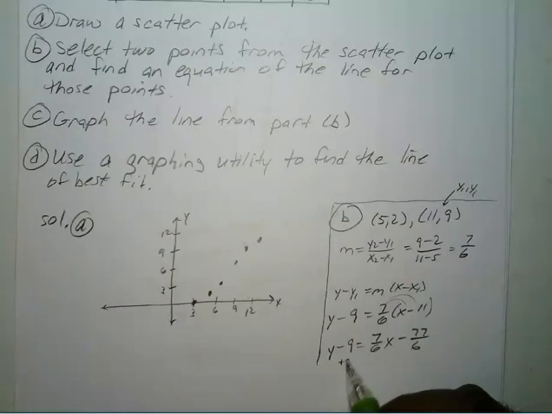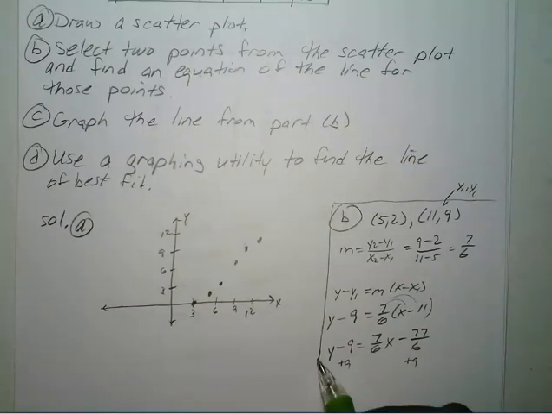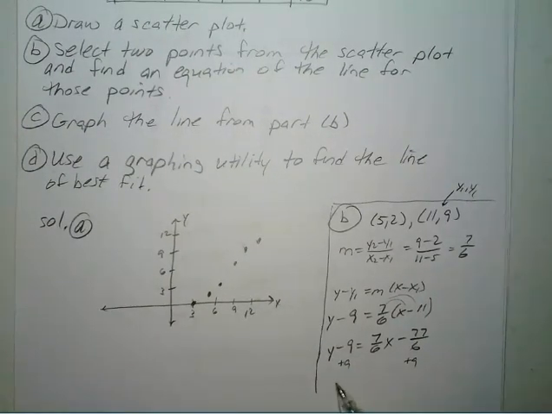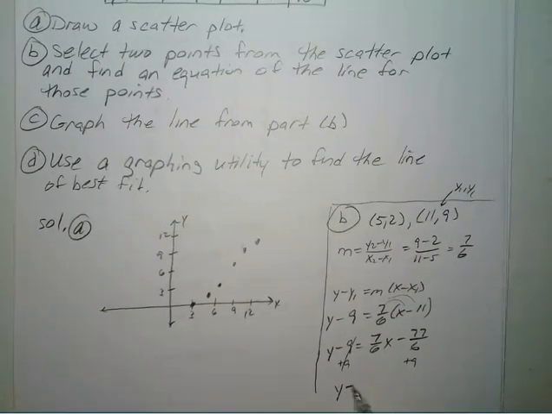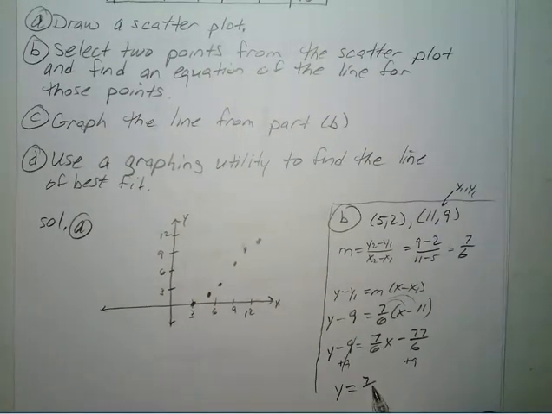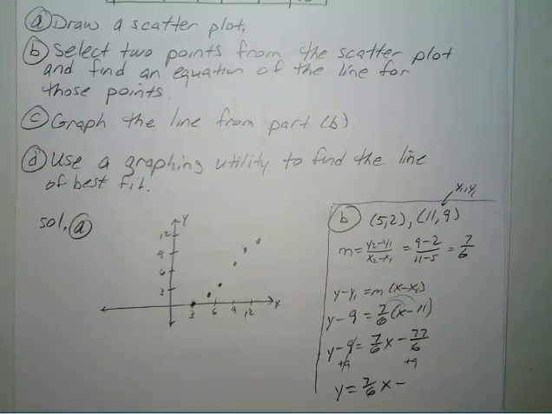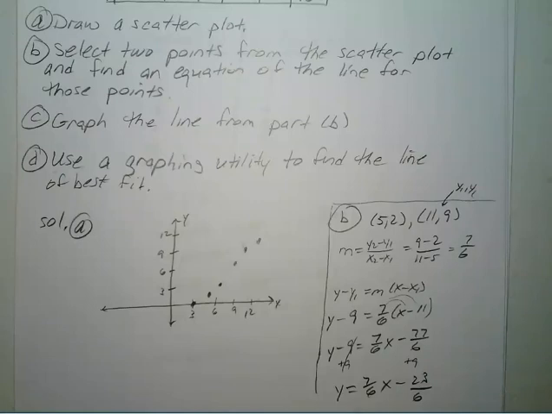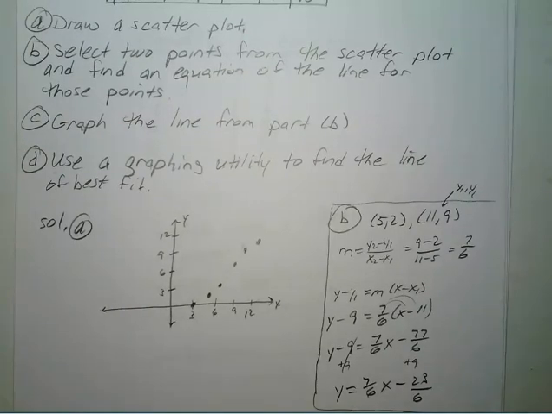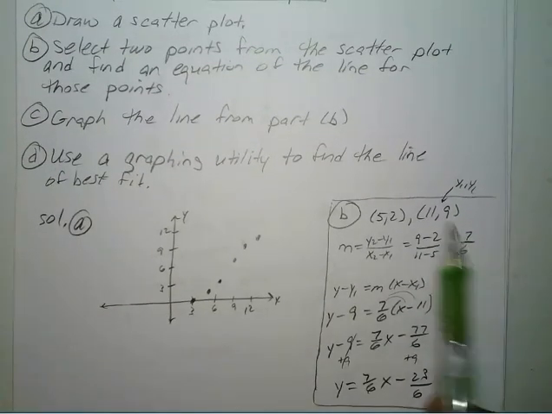So if we add 9 to both sides, that cancels out, and you have y equals 7 over 6x minus 9 is 54 over 6. So negative 77 plus 54 is negative 23 over 6. Okay, so that's the line between those 2 points.